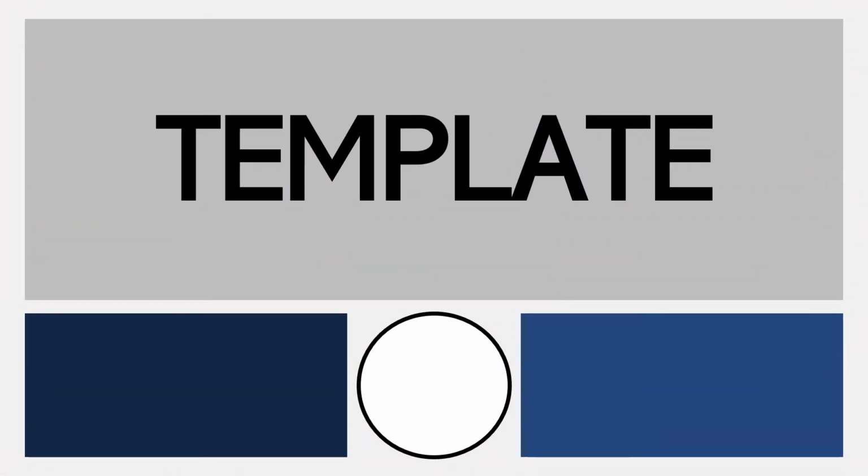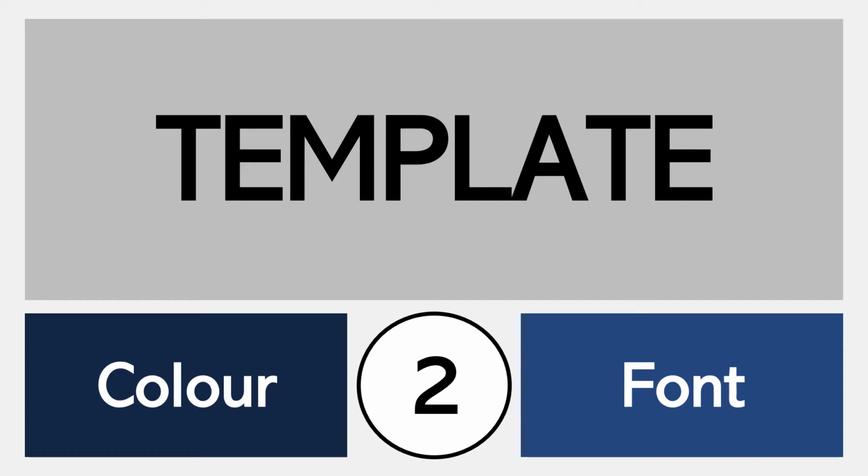So we're going to break this PowerPoint slide down into two key subsections. The first is going to be the color for your background, and the second is going to be your font style and color.